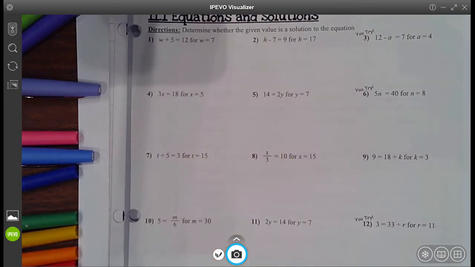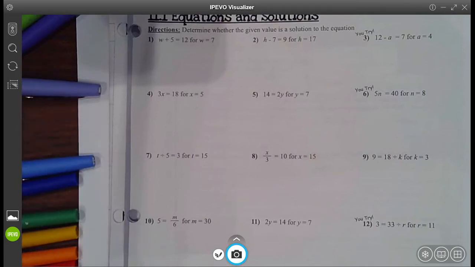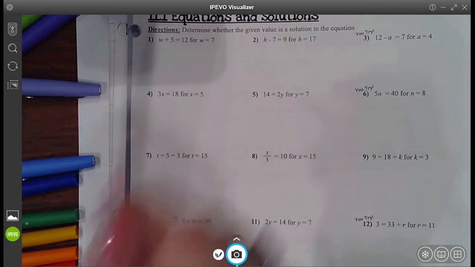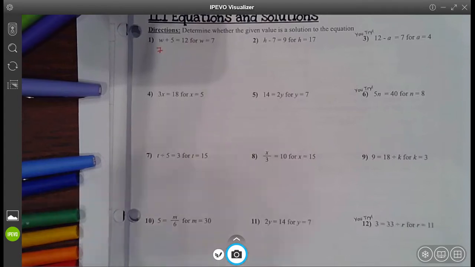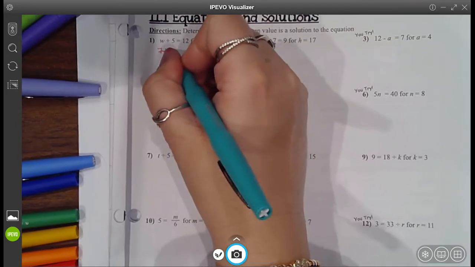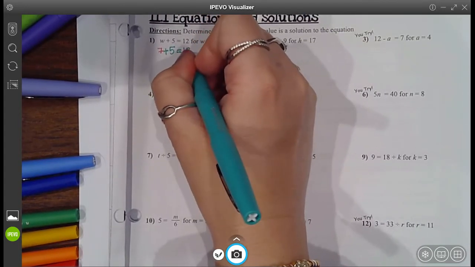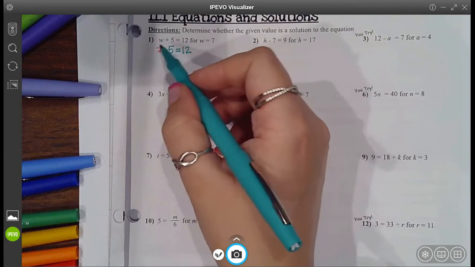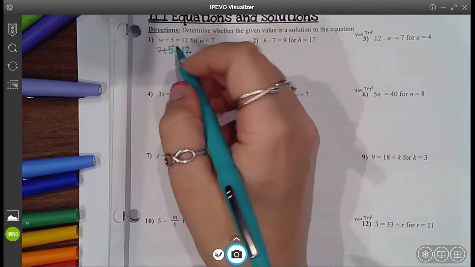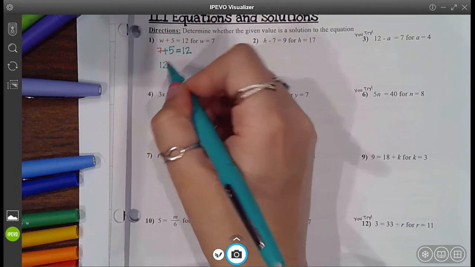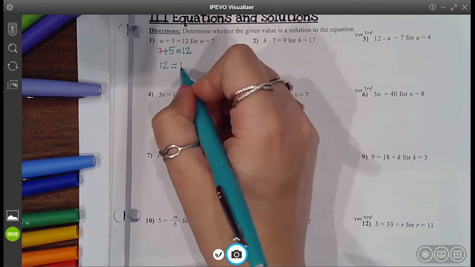So let's go ahead and start by writing your equation exactly as it is, except instead of that variable of w, I'm going to substitute in what they think the answer is. So 7 plus 5 equals 12. Okay, so again, it's exactly the same. I just replaced what they think the answer is. So 7 plus 5 is what? 12. Bring down your equal sign and bring down your 12.